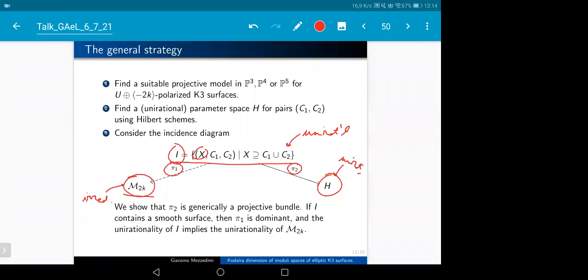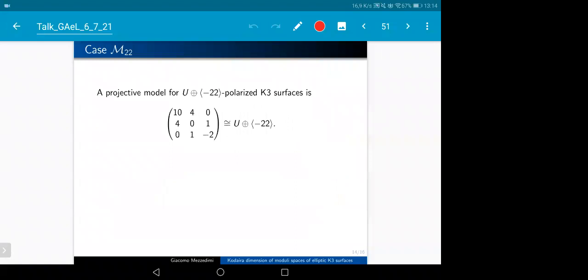And yeah, I wanted to talk a little bit about these recent developments because we're able to prove unirationality using different methods by looking at projective models in bigger projective spaces, in Grassmannians. But I think my time is up.